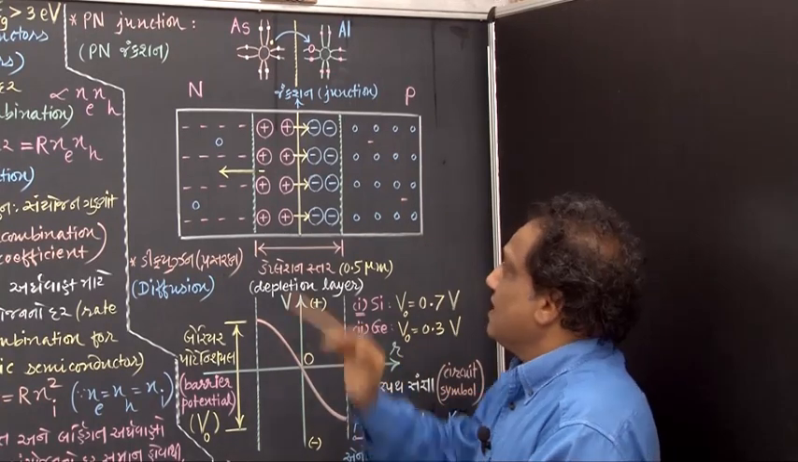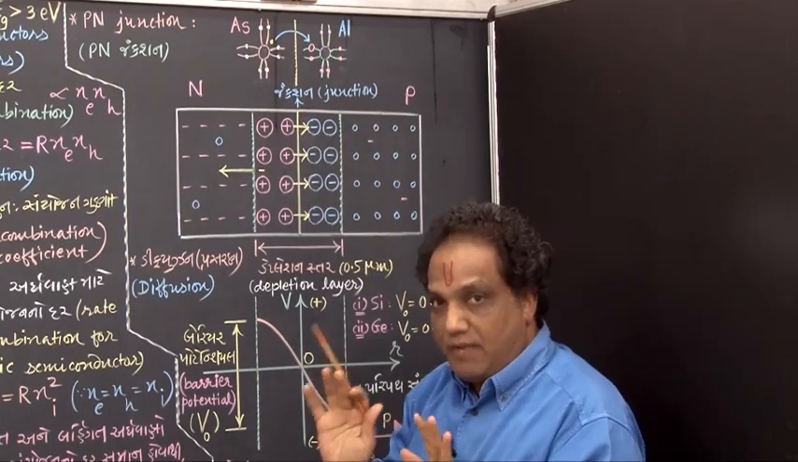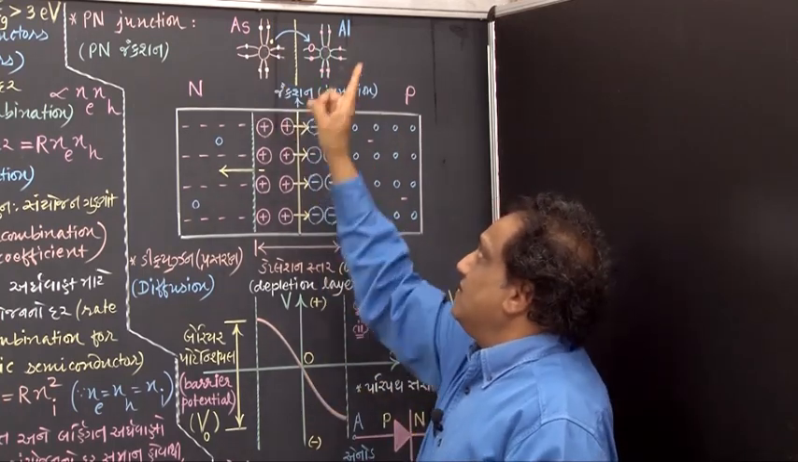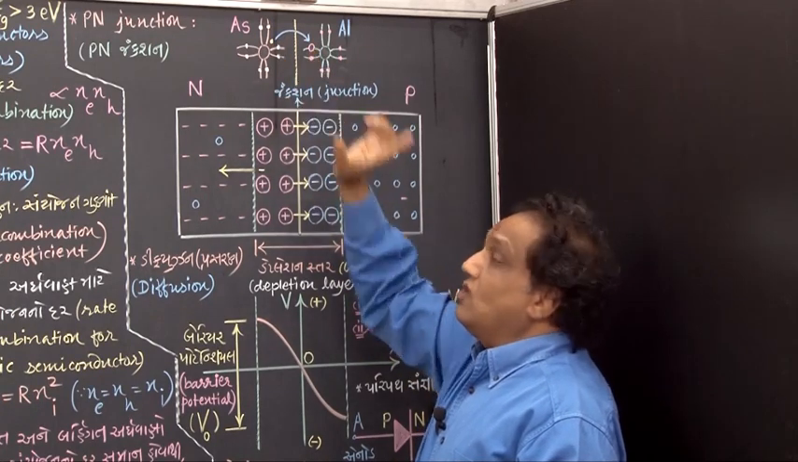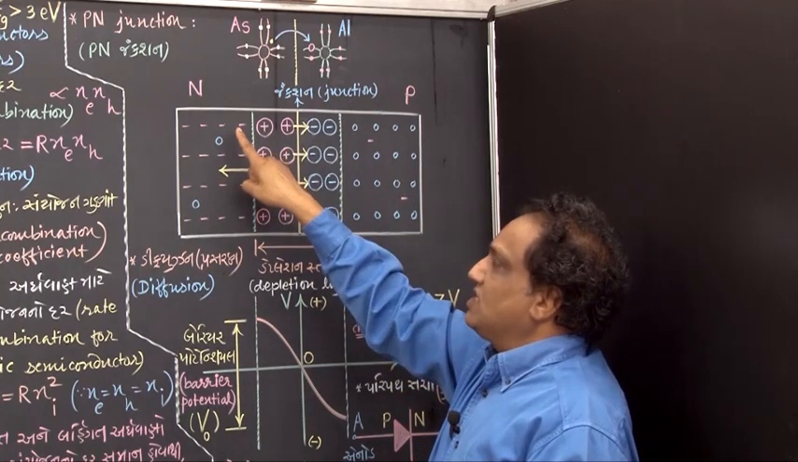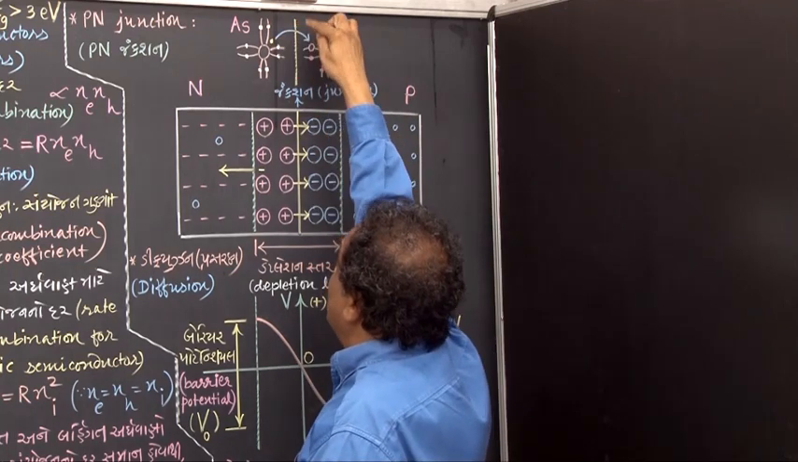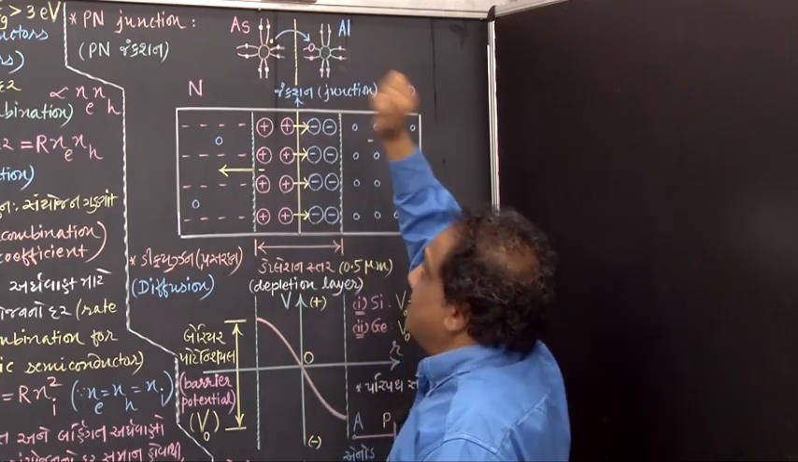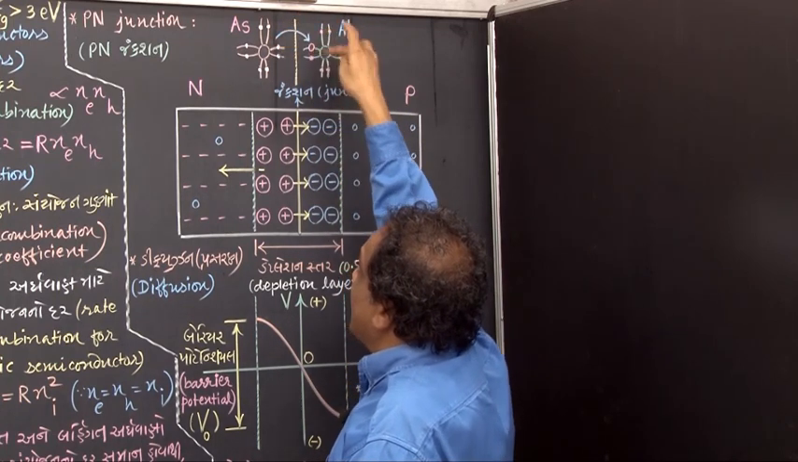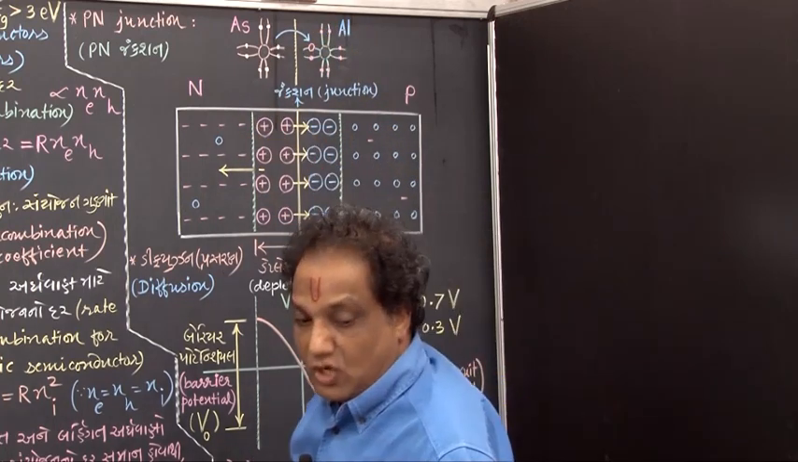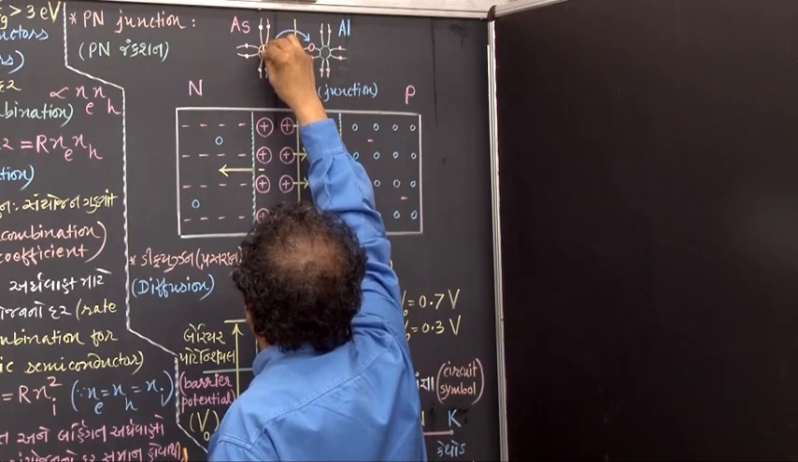I am showing you. Here we have arsenic and here we have aluminum as impurity atoms. Now this is pentavalent, this is trivalent. Here it has one extra electron, here this has one hole. And now because electron is transferring from N to P-type semiconductor, if this electron migrates through this junction into P-type semiconductor, it will associate with this hole. Because electron has been transferred, this atom has lost one electron. After losing one electron, it will be transformed into positive ion.